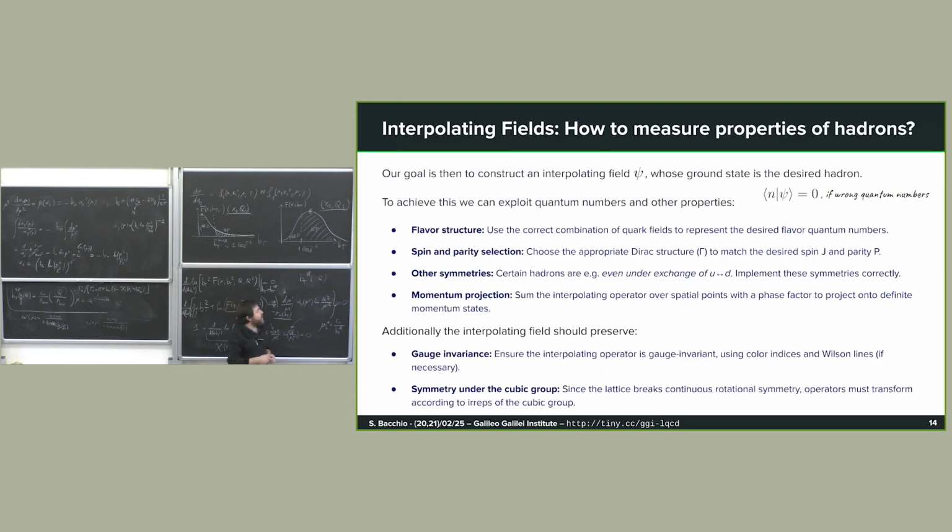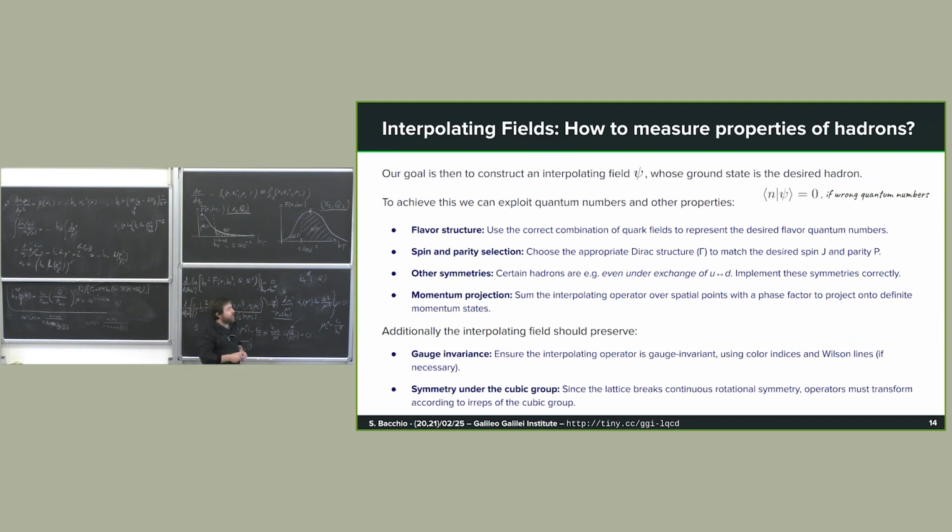And so this is basically what you usually need to take into account when you construct interpolating fields. You need to take into account the flavor structure, the spin and parity, and other symmetries, for instance, if it's even or odd under the exchange of up and down, etc. We give an example of this.